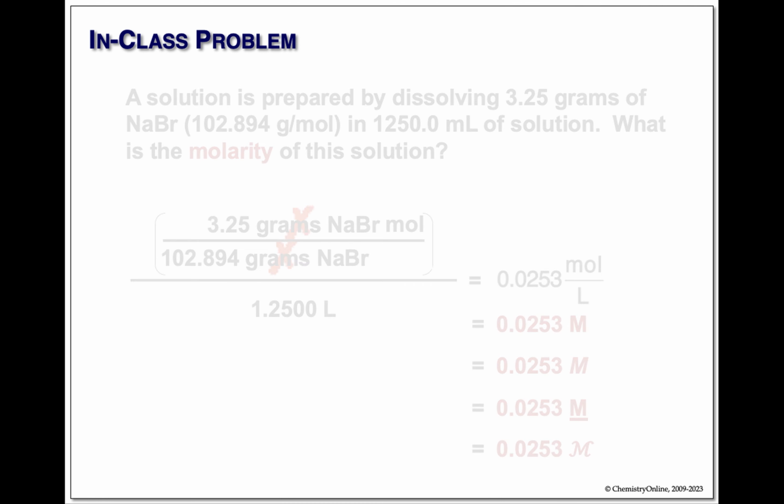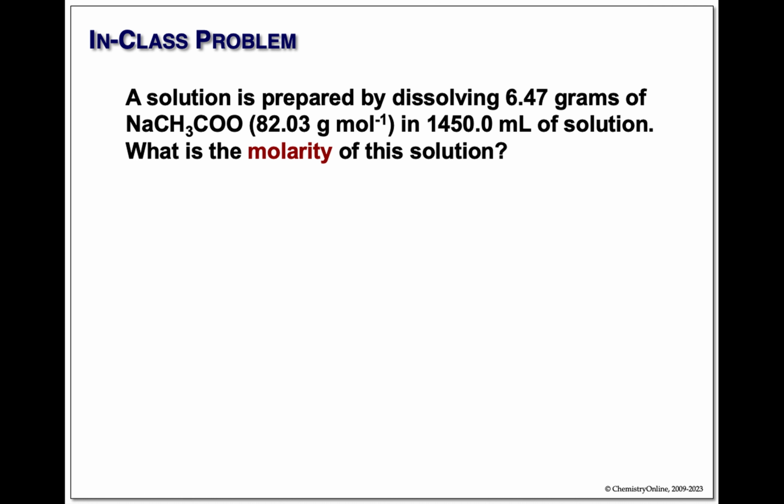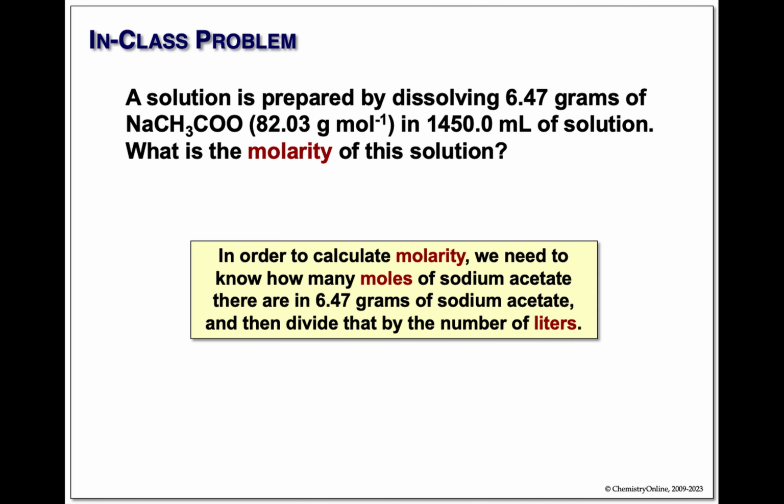Well, let's do it again then. This is sodium acetate. We met that guy. We have 6.47 grams of it, 1450 mils of solution. Calculate the molarity. Again, convert our 6.47 to moles, convert our milliliters to liters, and do it. Why don't you set it up?